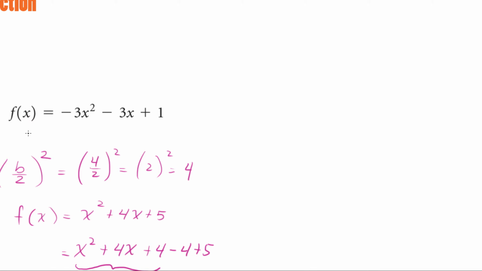Let me separate this so it doesn't interfere. Again, the vertex, I will not complete the square for this one. I will ask you to do it on your own, but I will find the vertex for you. So the vertex, using the formula, is -b over 2a, comma, f of -b over 2a.